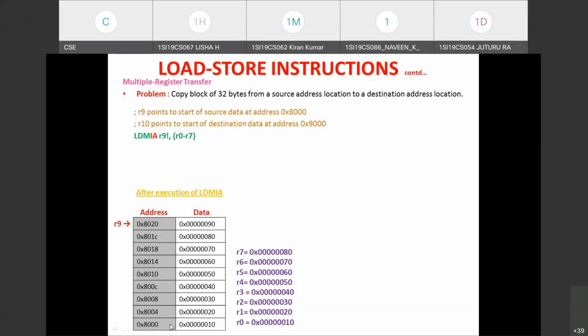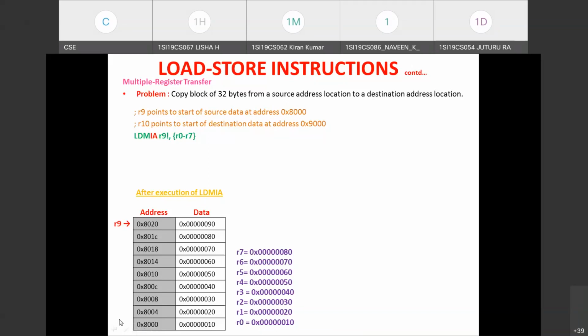See, 8000H is the starting address, and we are fetching the data using LDMIA. We are fetching the data starting from address 8000H. Each data fetched is transferred to the registers R0 to R7 respectively. Just observe, this is the increment after addressing mode. First, it fetches the data from the address held in R9. What is the address held in R9 register? It is 8000H. What is the first data fetched? It is 10H. It is retrieved and written to R0 register.